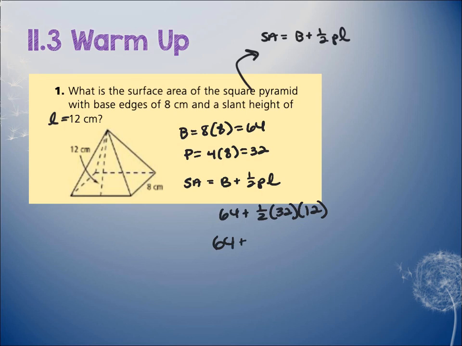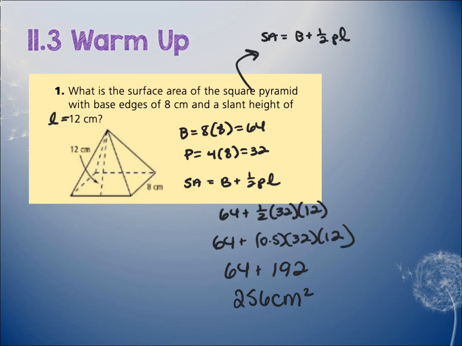So if I wanted to type that in the calculator, I make that 1/2 0.5. If you've got a graphing calculator or one that has multiple steps, you can actually type that all in together. If you need to go step by step, then I would do 0.5 times 32 times 12. And that's 192. And then add that 192 to 64. And I get 256. So this would be 256 centimeters squared. Questions on that one?